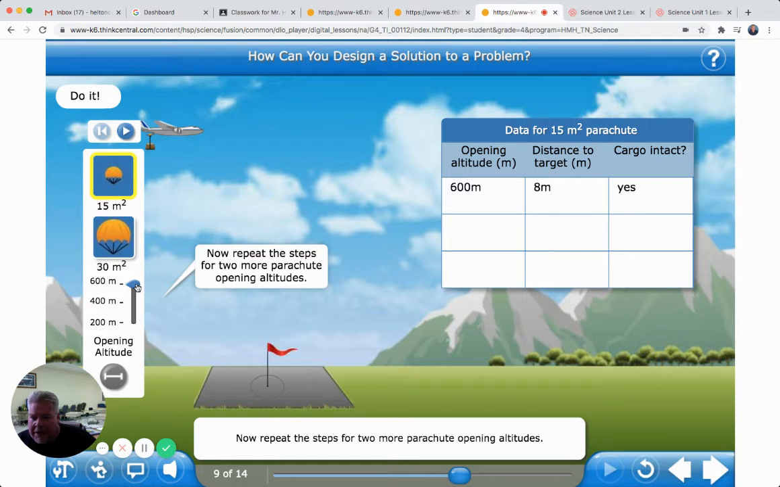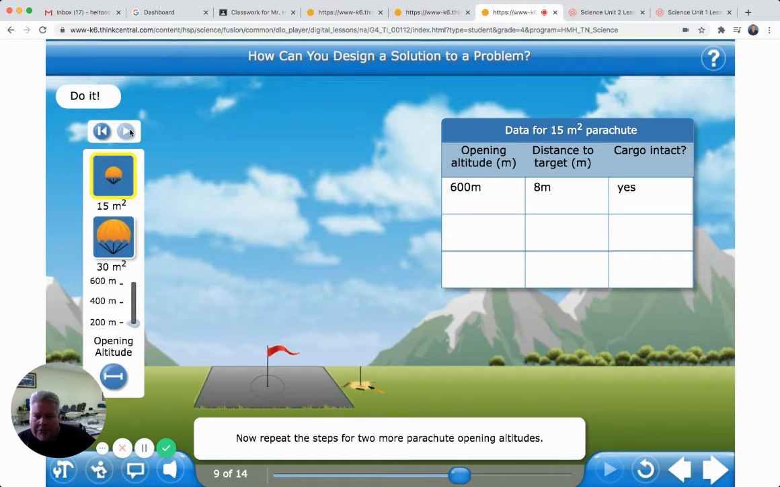Okay, so let's try our original plan. Let's try the lowest altitude with the smaller parachute. Let's see what happens. Not good. Okay, so opening altitude was 200 meters. Distance to the target, oh my. That, well. 43. There we go.